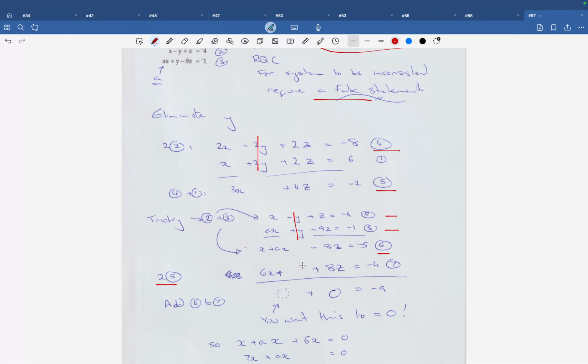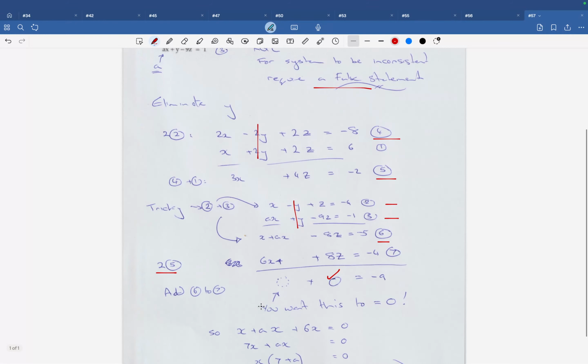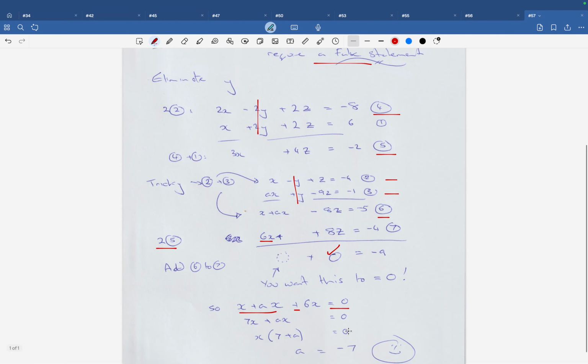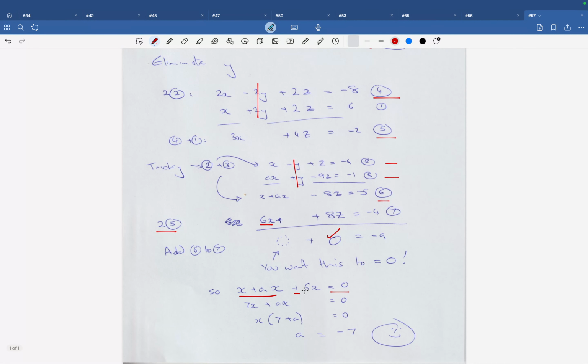Now, for this to be a false statement. Okay, there we go. This has to be 0. So if I just add those together, to solve this, that has to equal. So let's just look at what's just happened. We've got x plus ax plus 6x, and we want that to force it to equal 0. So let's just do some algebra here. What's x plus 6x? That's 7x, and then I've taken a common factor of x out, and what's left? 7 plus a. Now, solve it equal to 0.